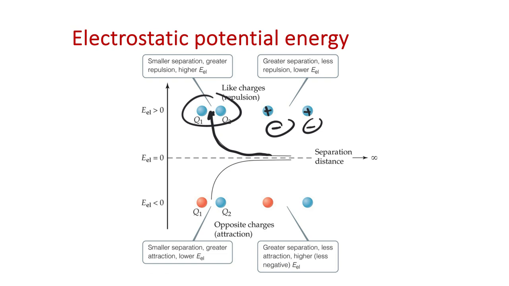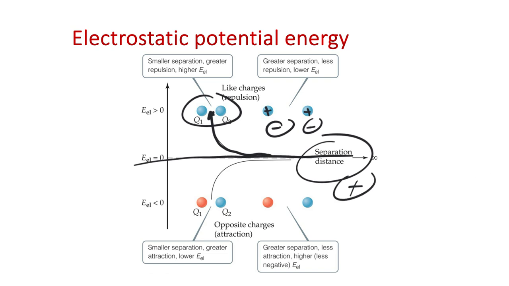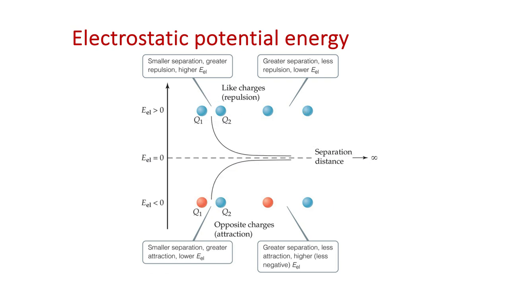And then the opposite could be true, and the axis here on the x-axis is the distance of separation. So imagine a plus and a minus ion far away from each other. If we bring them close together, then they can drop in energy as they experience that attractive force. And so the oppositely charged particles drop in energy. They have an electrostatic potential energy of attraction.